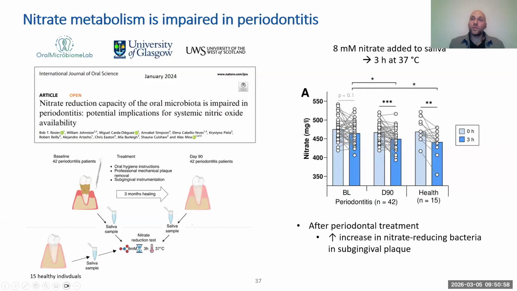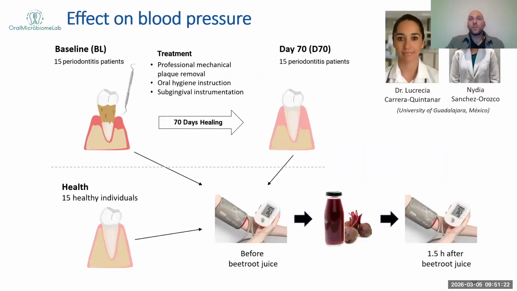And in this study, we also found that after periodontal treatment, there was an increase in nitrate-reducing bacteria in subgingival plaque. So this in vitro test was nice, and based on that, we decided to start another study to see if the loss of nitrate reduction in periodontitis could have any systemic effects. And we did this by giving beetroot juice to the same 3 groups of individuals. So we have periodontitis before and after treatment, and we have healthy individuals. And we measured their blood pressure before and after beetroot juice intake.